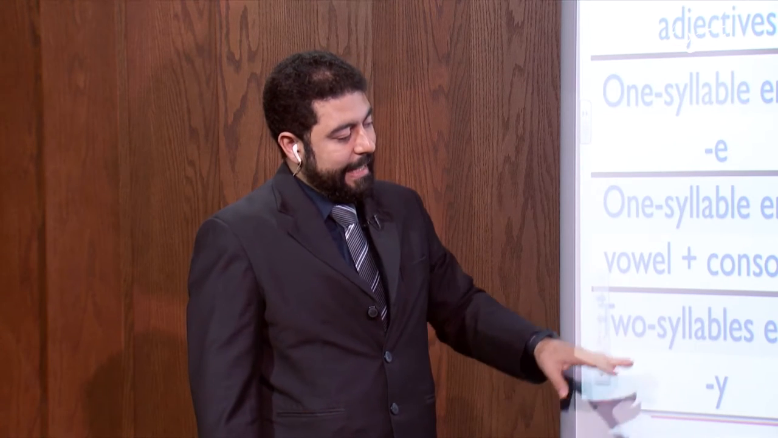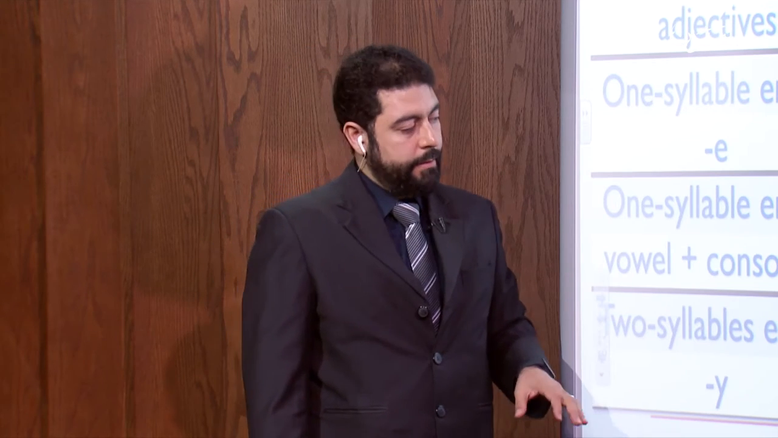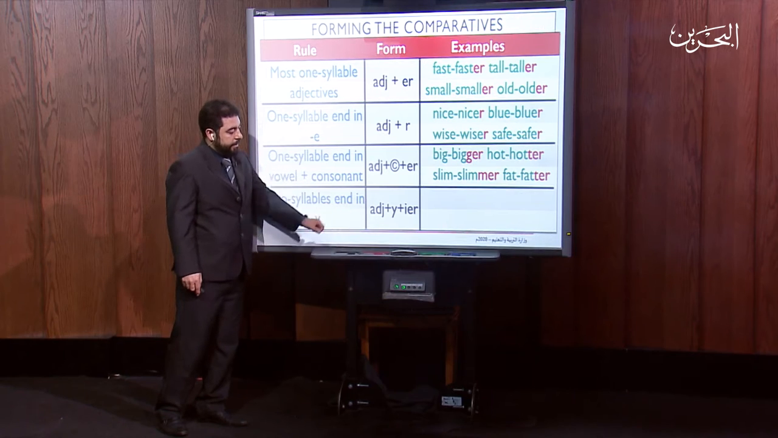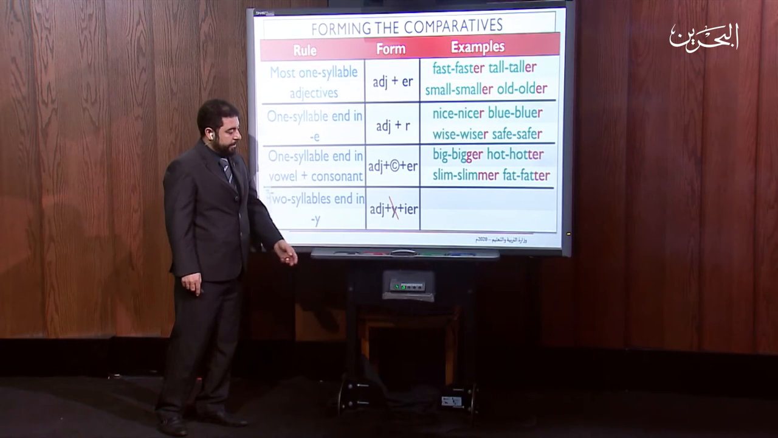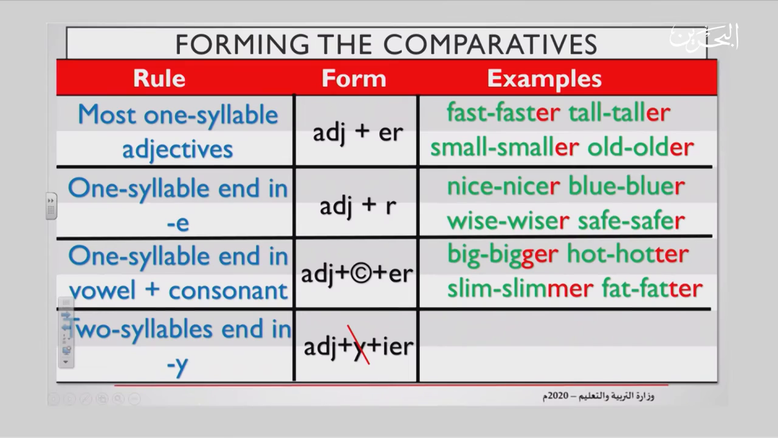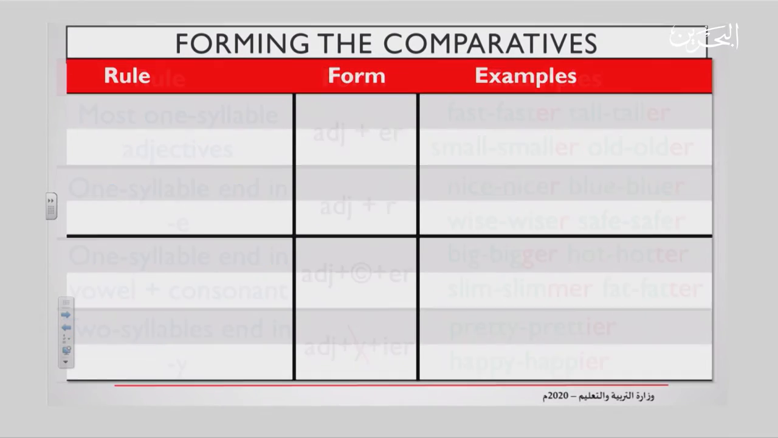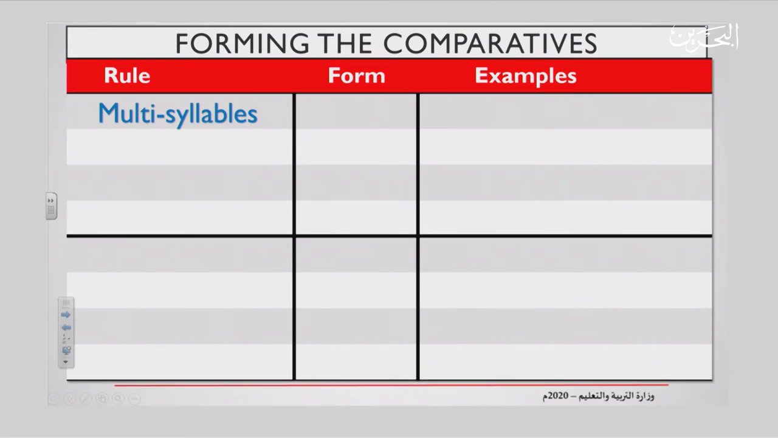Two syllables that end in Y. So you have the adjective, you have the Y and the I-E-R. But what do you do with the Y? You cross it out and you write I-E-R. Let's take a look. Pretty is a two-syllable adjective. You take out the Y and you add I-E-R. Happy is another two-syllable adjective. You cross out the Y, you add I-E-R. And then a fourth rule.